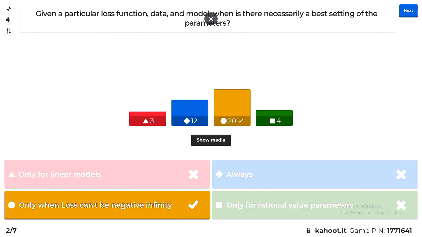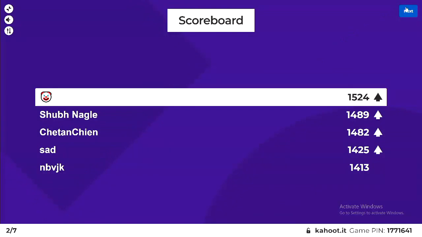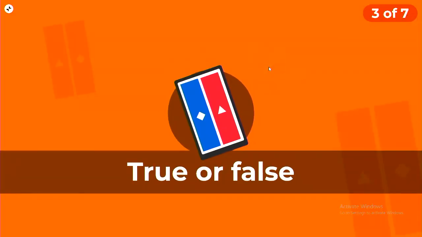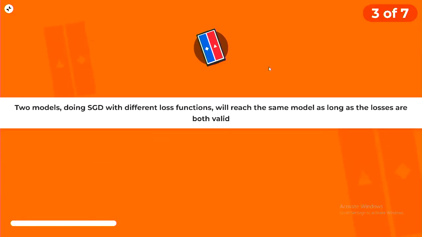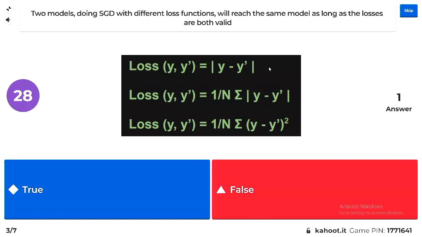So, next up. Ooh, clown face. All right, true or false? Two models doing stochastic gradient descent with different loss functions will reach the same model as long as the losses are both valid. These are just some examples of loss functions.